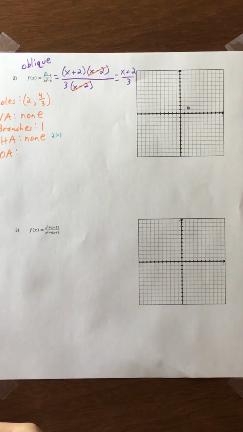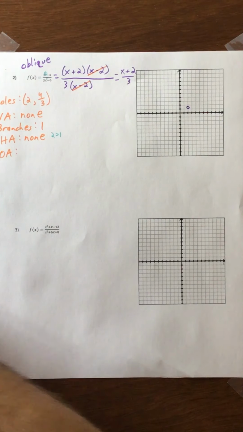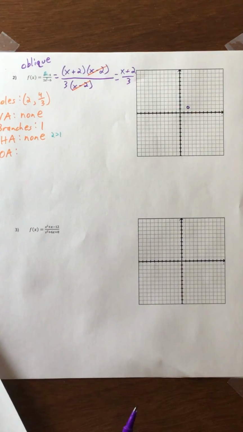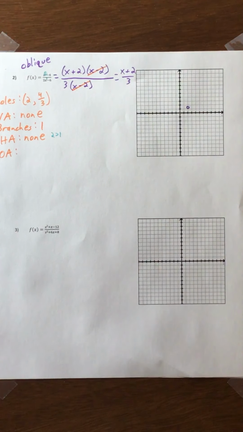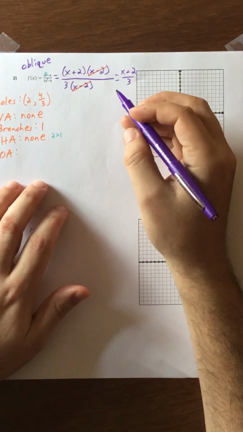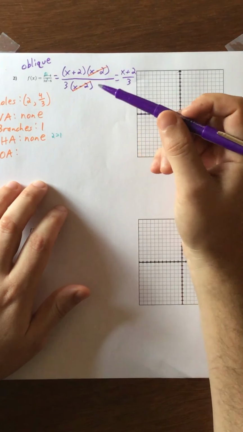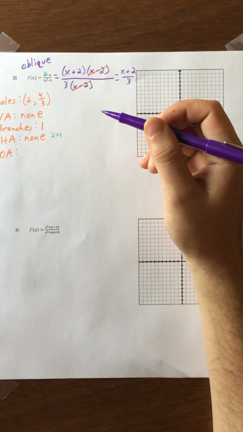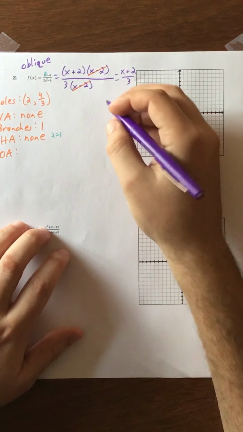So, how do I find an oblique? Go back to page 2. And the way you find an oblique is you're going to divide the numerator of your original by the denominator of the original. Okay? Now, how do we do that? We are going to have to do long division. Anytime you have an oblique, you have to do long division.